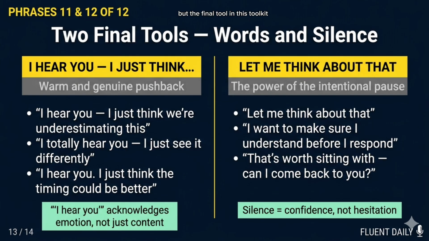But the final tool in this toolkit, phrase 12, the most underrated strategy for an English learner isn't actually a phrase at all. No, it's not. It is silence, followed by, let me think about that. The intentional pause. I think for a lot of non-native speakers, silence feels like a failure. It feels like you are broadcasting to the room, I don't understand the English. Oh, that is a very common fear.